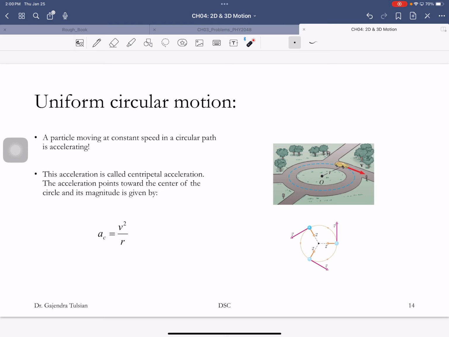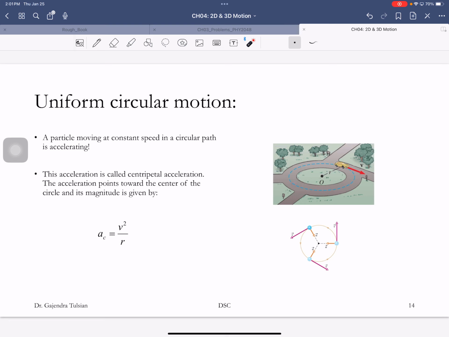Uniform circular motion. Okay, so uniform refers to the fact that the speed is constant, the speed is not changing, and the trajectory is circular. Okay, so here you're driving in a circle.